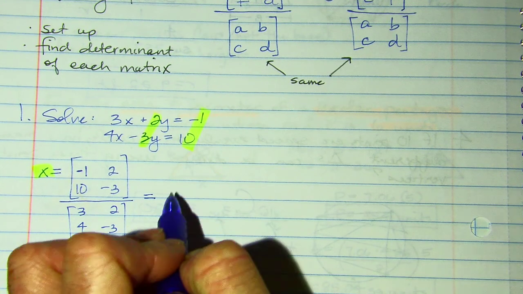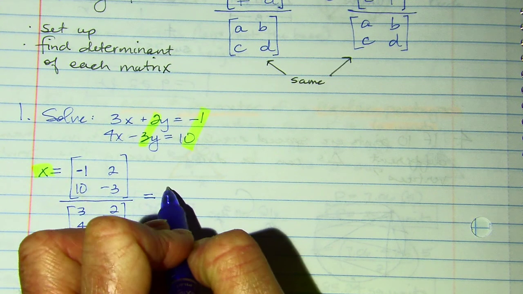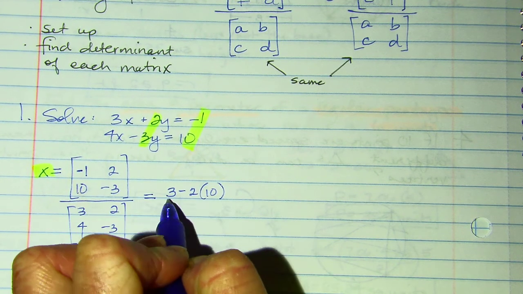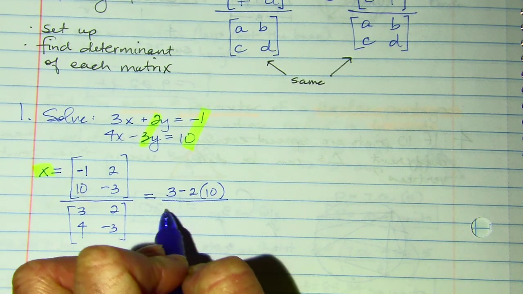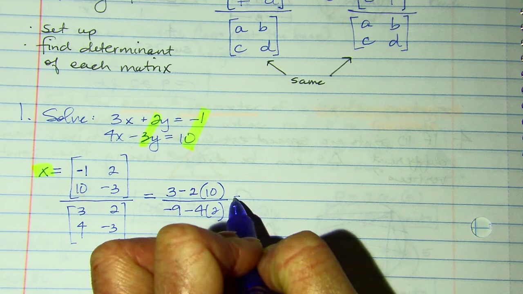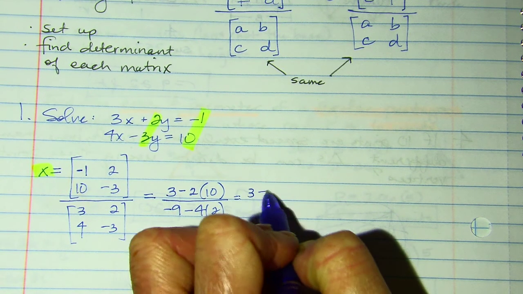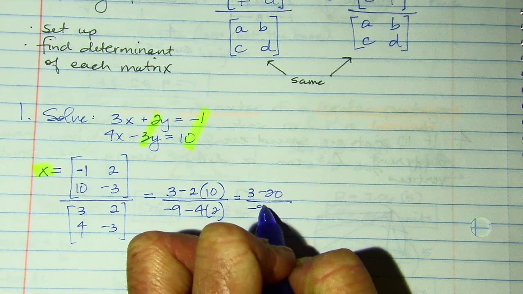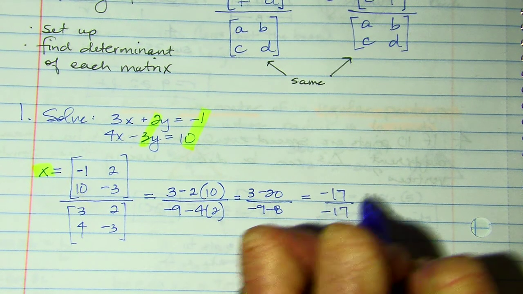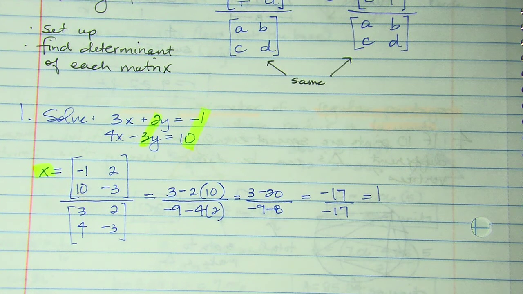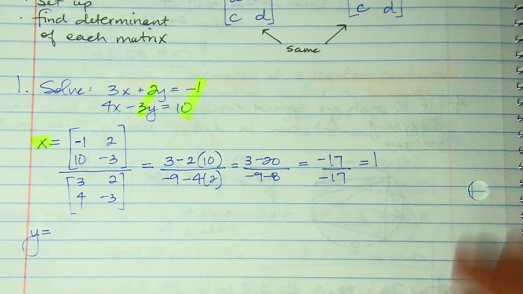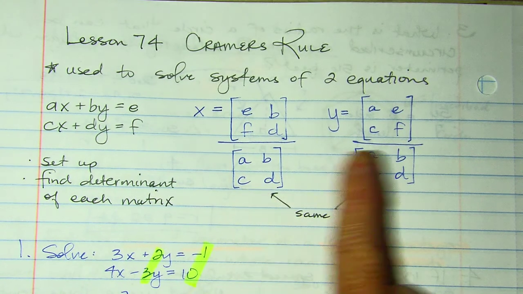And then we're going to find the determinant of each. So -1 times -3 is 3, minus 2 times 10. And on the bottom, I have -9 minus 4 times 2. So up here, I have 3 minus 20 over -9 minus 8. And that gives me -17 over -17. So x is 1.